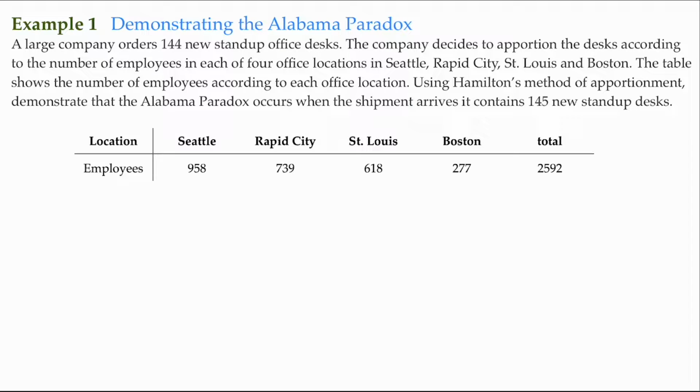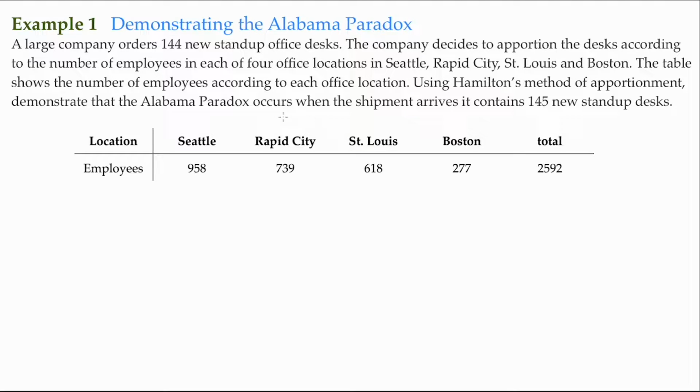So this example says, a large company orders 144 new stand-up office desks. The company decides to apportion the desks according to the number of employees in each of 4 office locations in Seattle, Rapid City, St. Louis, and Boston. The table shows the number of employees according to each office location. Using Hamilton's method of apportionment, demonstrate that the Alabama paradox occurs when the shipment arrives. It contains 145 new stand-up desks.